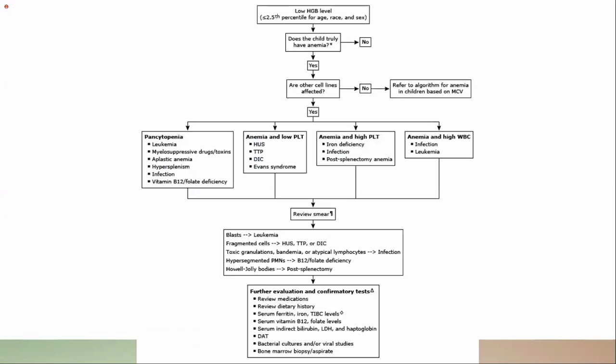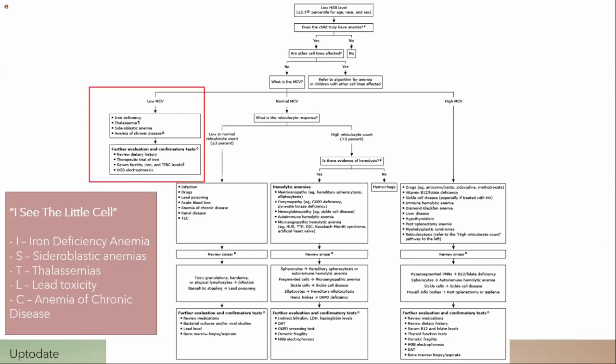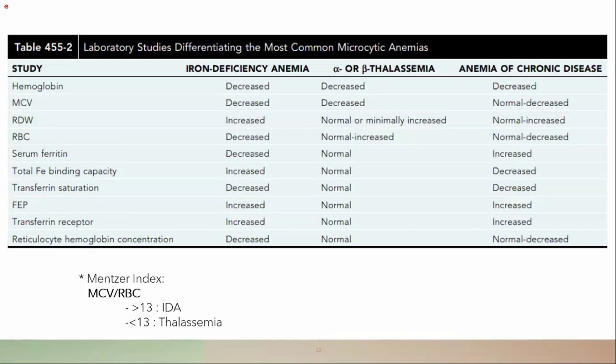Okay, just one question. The Mentzer index and RDW are almost the same in terms of use, where we can differentiate between IDA and thalassemia. So why is that? What is RDW? RDW is the red cell distribution width.